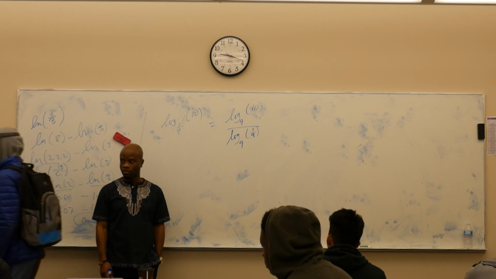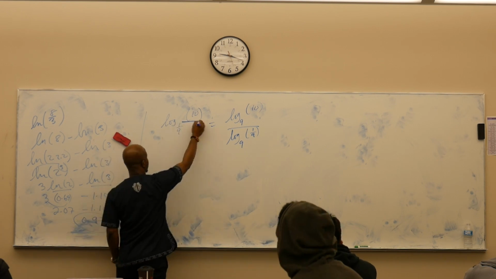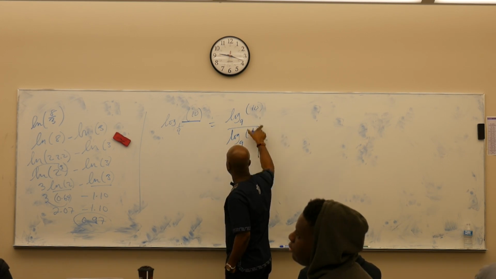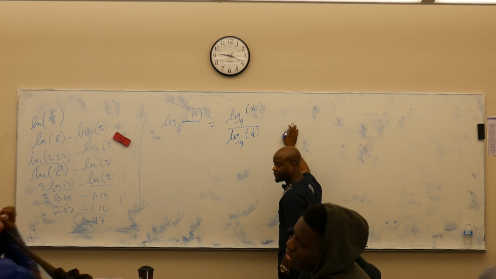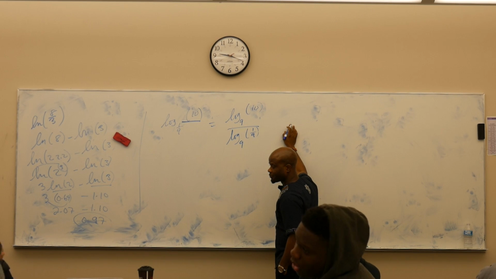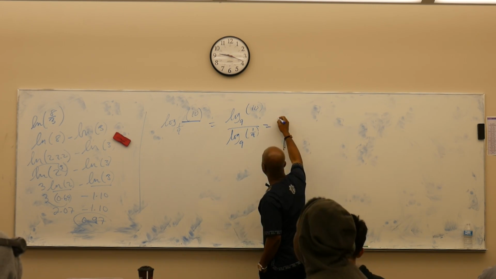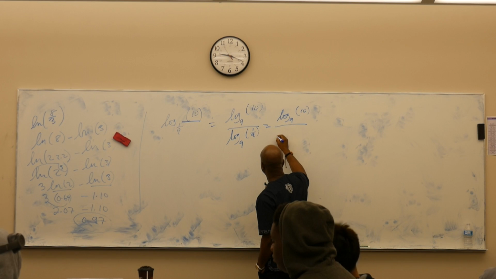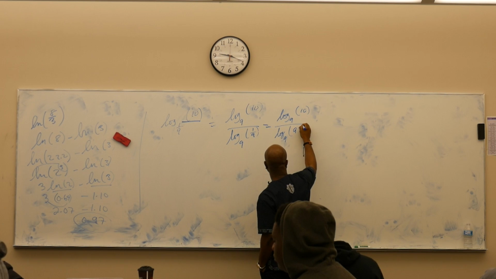How did you change the one over? Change of base. Change of base formula. I just chose base 9 instead of base 10. I can use any base. You'll see as it goes on. Okay, so this is the same as the log base 9 of 10 over the log base 9 of 9 to the negative 1.